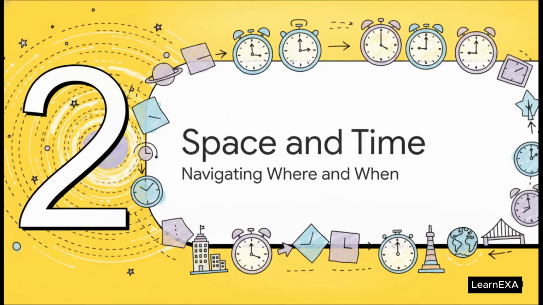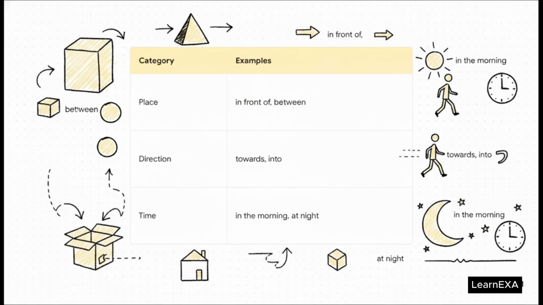Moving right along to Section 2, Navigating Space and Time. Now, with over 100 prepositions in the English vocabulary, it can feel like this massive, completely unorganized list. But visually, compartmentalizing them makes it incredibly clear. We have prepositions of place that show exactly where something is located, like in front of or between. We have prepositions of direction that show movement, like towards or into. And then we have prepositions of time that indicate when something happens, like in the morning or at midnight. They all have highly specific relationship jobs.